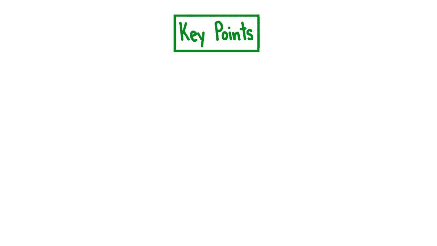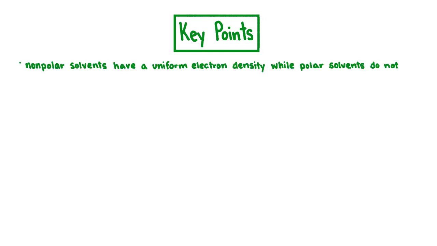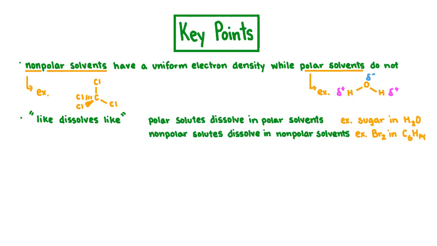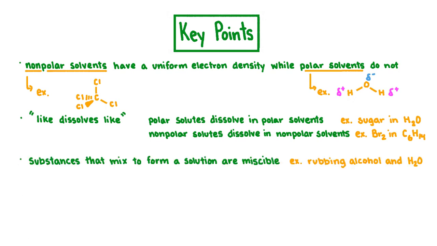Now let's sum up this video with the key points. Nonpolar solvents have a uniform electron density, while polar solvents do not. The non-uniform electron density of a polar solvent results in the molecule having regions of partial positive and negative charge. The phrase "like dissolves like" can be used as a generalization to recognize which solutes tend to dissolve in which solvents. In general, polar solutes tend to dissolve in polar solvents, and nonpolar solutes tend to dissolve in nonpolar solvents.